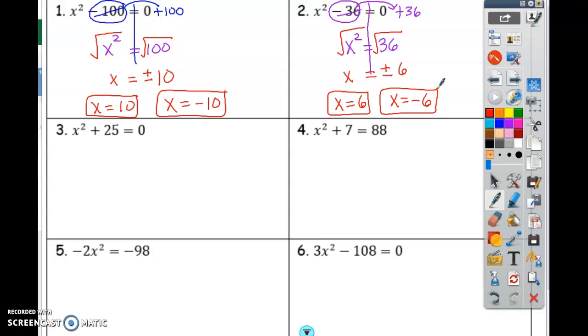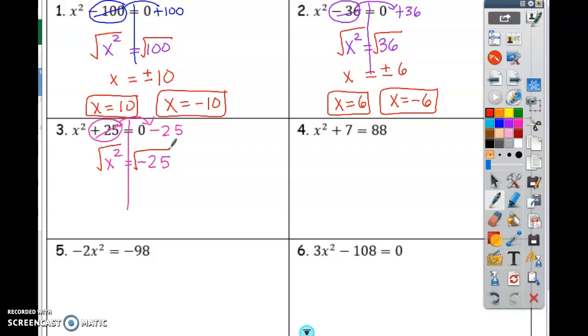Perfect. All right, let's get into something that you probably don't know. Problem 3 cannot be done, and I'm going to show you why it cannot be done. Okay, when you move this over, first of all, that's not a minus, right? That's a plus. So when you move it over, what does it become? It becomes a negative 25. Okay, so that's x squared equals negative 25. And you cannot take the square root of a negative number.